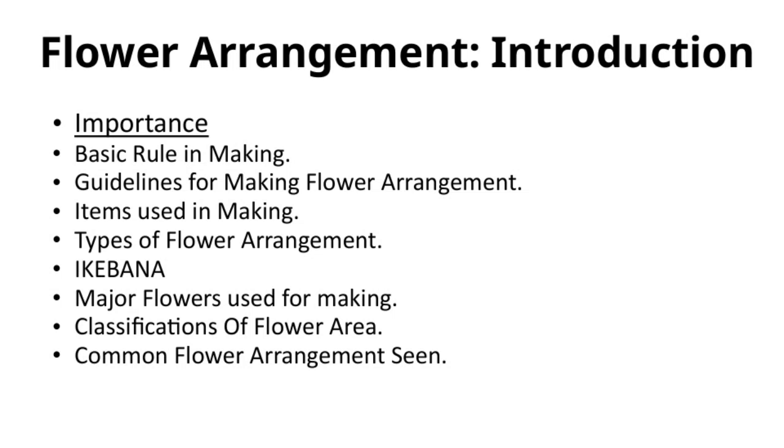Let's talk about the importance of flower arrangement and what makes it special. When we create floral designs, there are some basic rules we should follow to ensure our arrangements are beautiful and balanced. These guidelines help us choose the right items and techniques to make our flowers look their best. We'll also explore the different items used in making flower arrangements, from flowers and foliage to containers and accessories. Understanding the various types of arrangements is key, as each style has its own unique appeal. For example, we'll look at ikebana, the traditional Japanese art of flower arranging, which emphasizes harmony and simplicity.